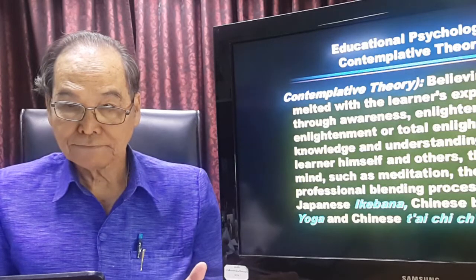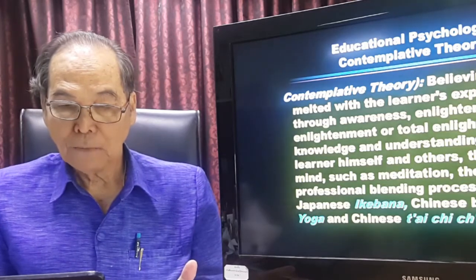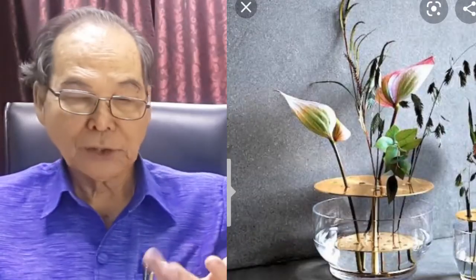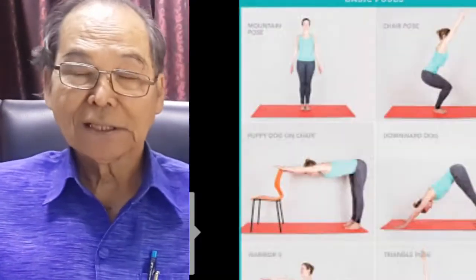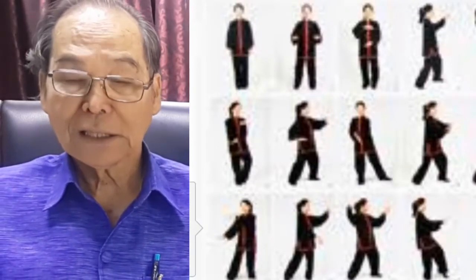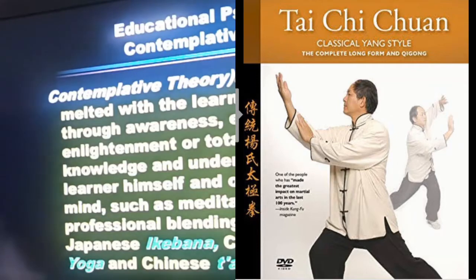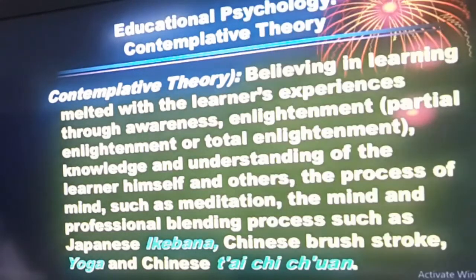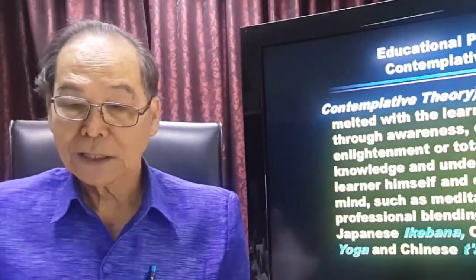We have talked about two of the illuminating science theories. First, enlightenment theories. Now, the second one is contemplative theory.